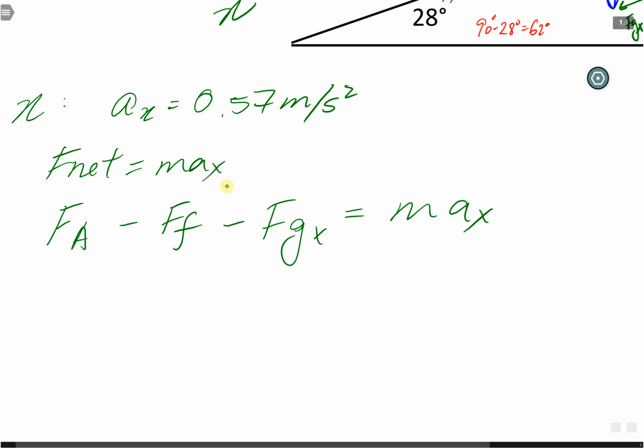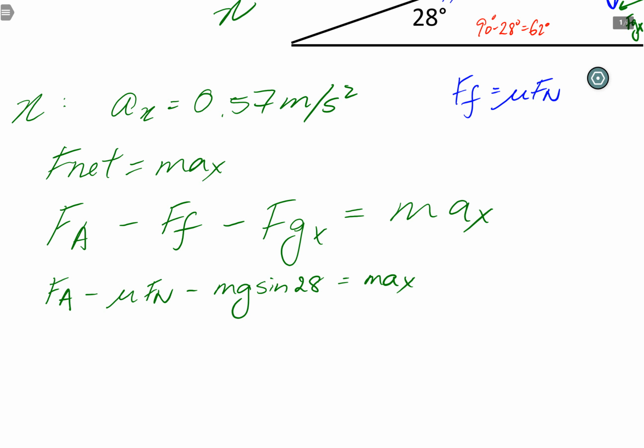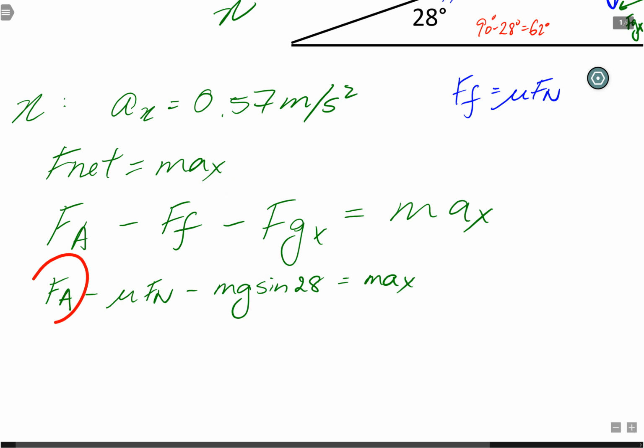Let's be a little more specific. We know that FA minus FF, the force of friction, which is mu Fn, minus FGX, which we know is mg sine 28, equals MAX. Notice in this case that your mass is not going to cancel out in this equation because of FA. There's no mass term in FA, so your mass will not cancel out. We have the acceleration, the mass, gravity, and mu, and we want to find FA, but we don't know Fn, which means we need to find Fn somewhere.